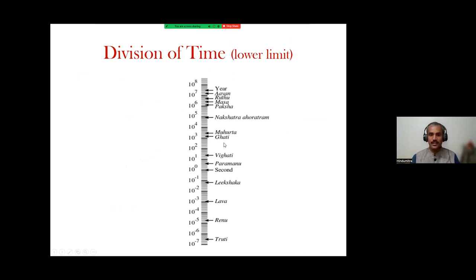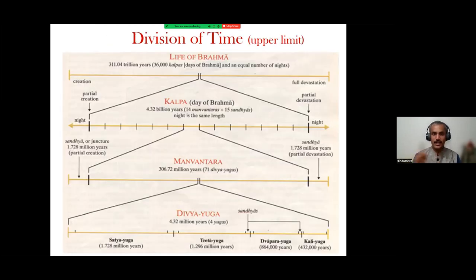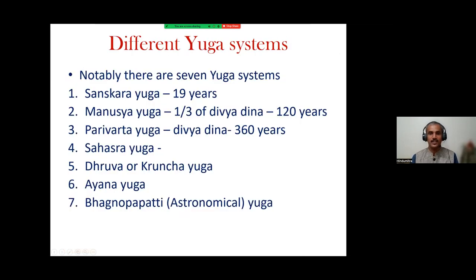Then it goes on like Muhurta, which we use in Puja and the Paddhati. We use Muhurta, Nakshatra, Paksha, Masam. This is generally used, but even Lava, Renu, and Truti were used. The uses of that have been forgotten. So an interesting point I would like to connect is why they said it is 71 Manvantaras, number 71. And why the Yugas have 1.723 million years or something. These numbers are important. 432,000 years, 864, and so on.